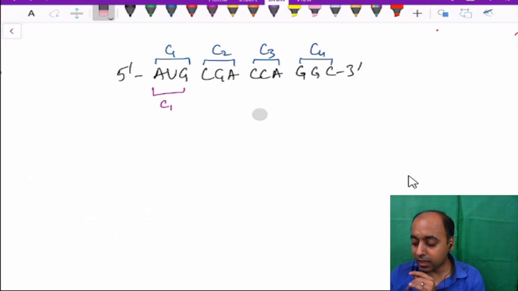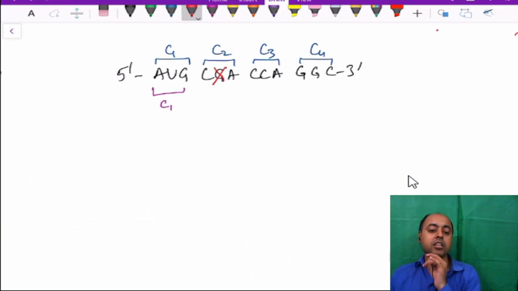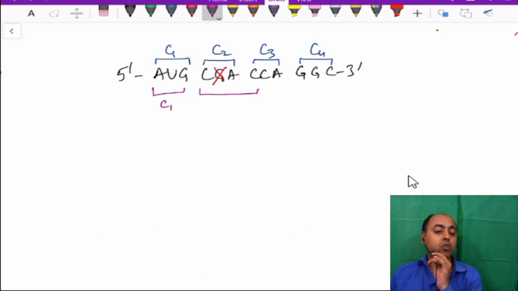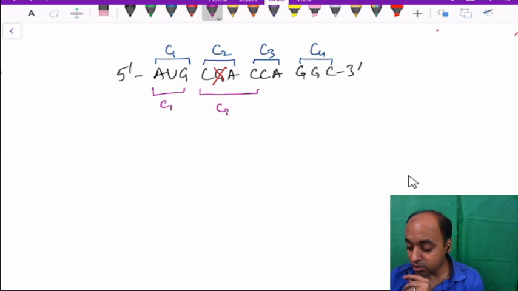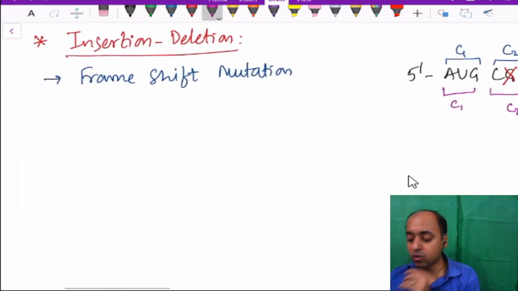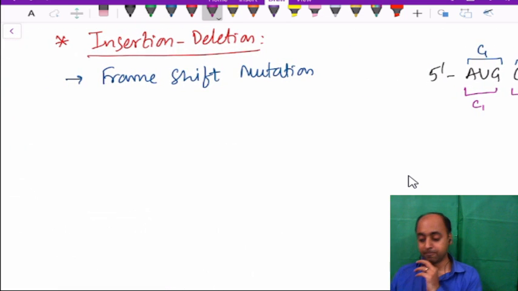Something similar will occur if there is a deletion. Let's say that G has been deleted. Now when you read the codons, again some different sequence will be there because the triplet code is there. You need three nucleotides. So now the codon 2 has changed. When codon 2 changes, codon 3 will change. And therefore, subsequently, the codon 4 will also change. This also is a shift in the reading frame. So whether there is insertion or there is deletion, we observe what is called the frame shift mutation.